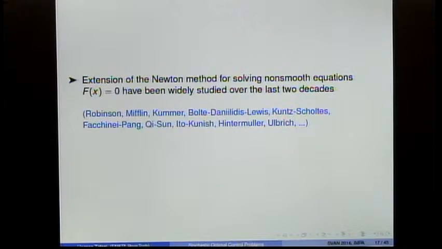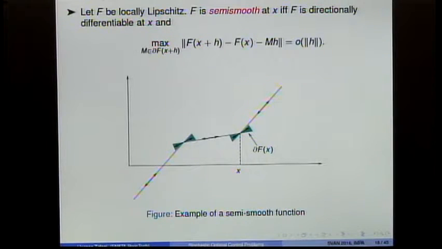But in some situations, for non-smooth functions f, we can extend the Newton method, and this topic has been extensively studied by many authors, because we have this kind of situation, as I told you, when you write the optimality conditions with the constraints, and then you have this kind of equations to solve. So what does it mean, a semi-smooth function? We take f, a locally Lipschitz function, and we say that it is semi-smooth at point x if it is directionally differentiable at x, and you have this formula.